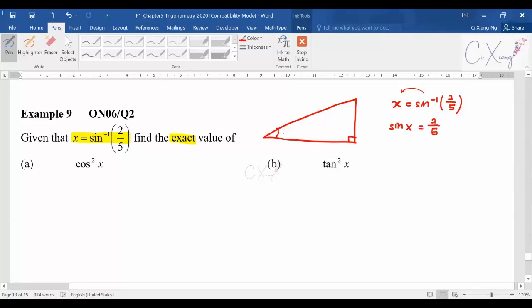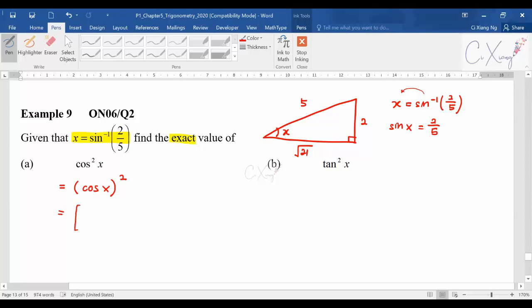You can label it with the triangle. This angle is the x, this is 2, and this is 5. So you have 5 squared minus 4, you have 21. This is the triangle that will help you to get all the other values that you want. For the first part, how to get the value for cos squared x. Please take note that cos squared x has the meaning of cos x, and then you square it. It's the same meaning, just that usually we write the square inside the cos only.